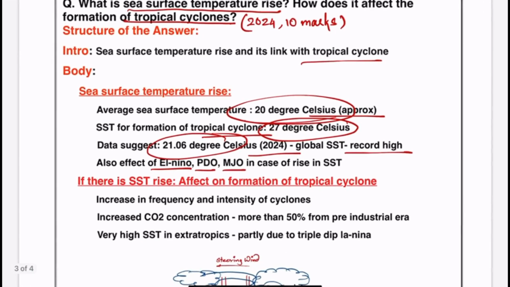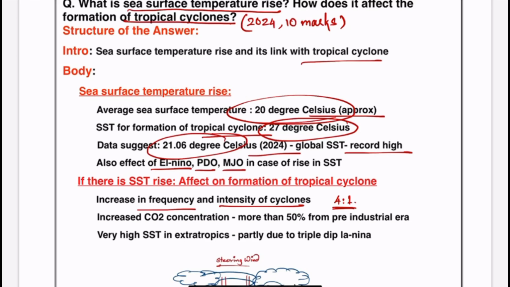Now, what is the impact of the sea surface temperature rise on the formation of tropical cyclone? Firstly, there will be an increase in frequency and intensity of cyclones. If we talk about the frequency, then let us take an example of the Indian Ocean. If we compare Bay of Bengal with Arabian Sea region, then the formation of cyclones is in the ratio of 4:1 in case of Bay of Bengal vis-a-vis Arabian Sea.